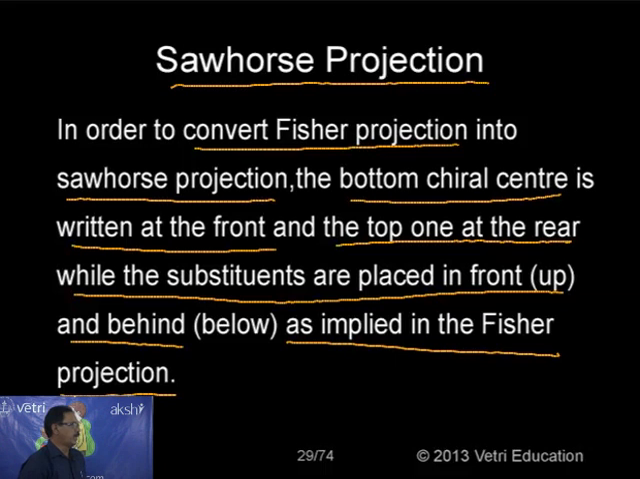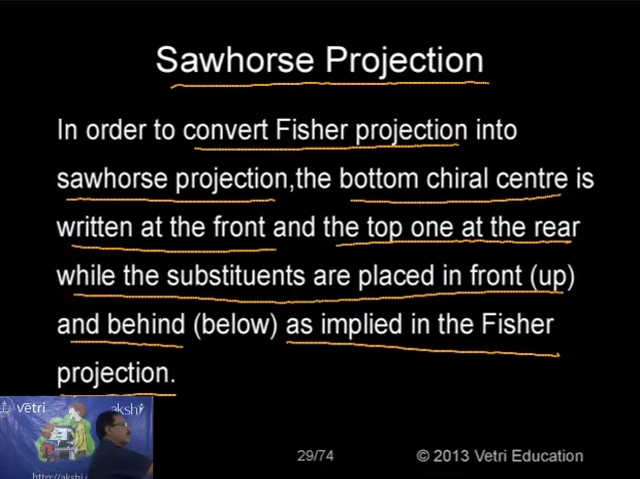Let me repeat again. In order to convert Fischer projection into Sawhorse projection, the bottom chiral center is written at the front. This is the most important. The top one at the rear, while the substituents are placed as in the case of Fischer projection, left and right. So this is the important point.